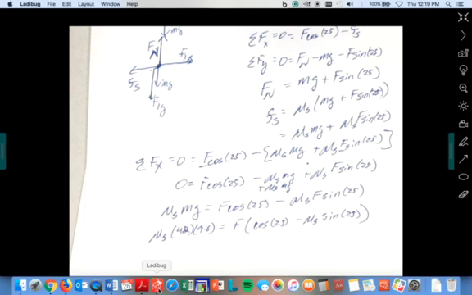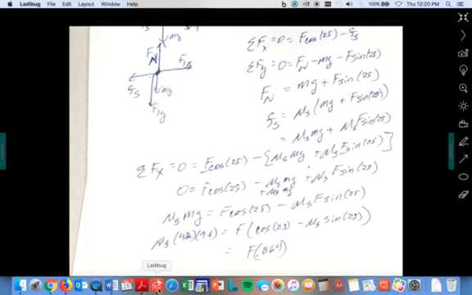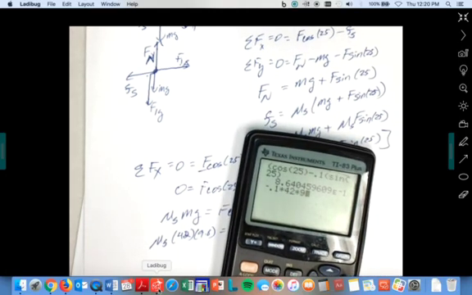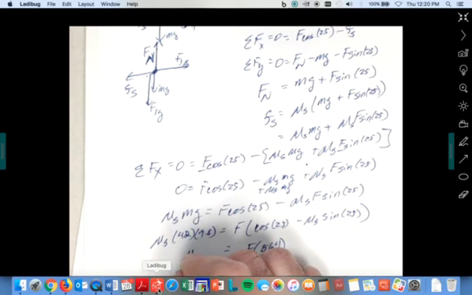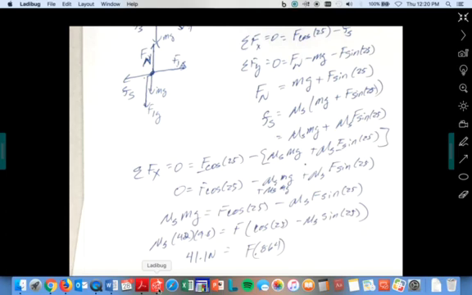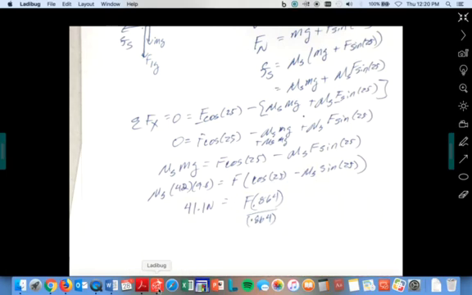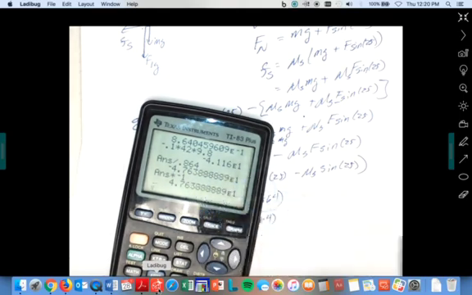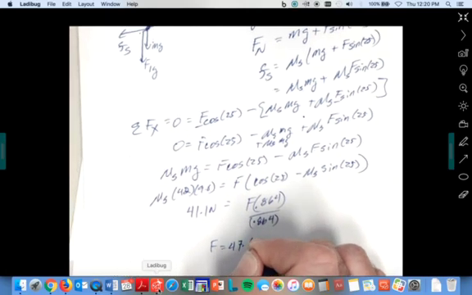0.864. So this is F times 0.864. And this is equal to, on this side I've got 0.1 times 42 times 9.8. 41.1. Now, what do? Divide both sides by 0.864. And I get 47.6. So F is equal to 47.6 newtons.